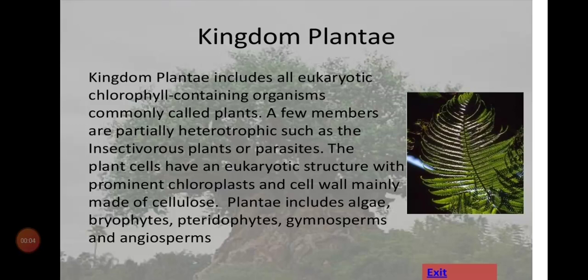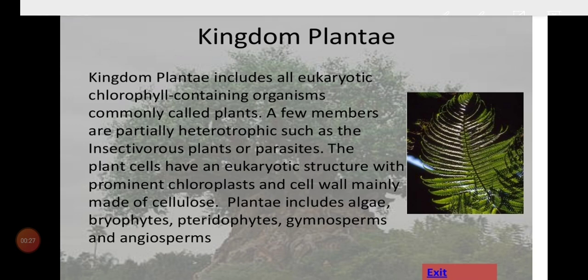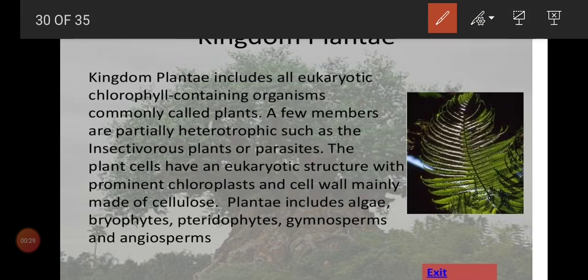Welcome back, children. So we'll see the fourth kingdom of Whittaker's classification, kingdom Plantae. Kingdom Plantae is very easy. We have learned about the first kingdom Monera, second Protista, third Fungi. Now the fourth kingdom is Plantae. It includes all eukaryotic chlorophyll containing organisms, and commonly we call them plants.